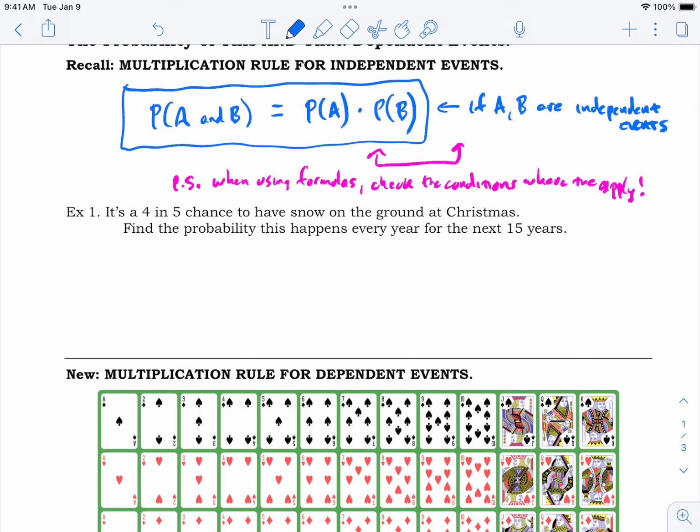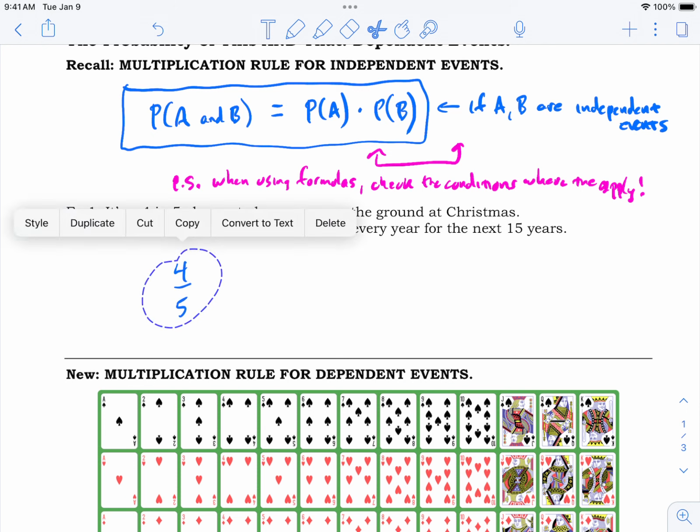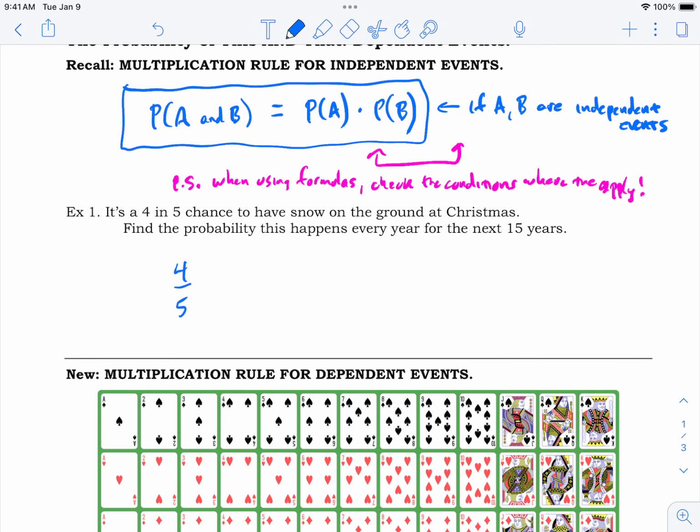But it says it's a 4 in 5 chance, which is another way of saying it's a probability of 4/5. Might as well move that front and center here. That at Christmas there's going to be snow on the ground. So find the probability that this actually happens every year for the next 15 years. So what you're saying is it's going to happen 15 years in a row, or that's what you're hoping for anyway. What's the probability that'll happen?